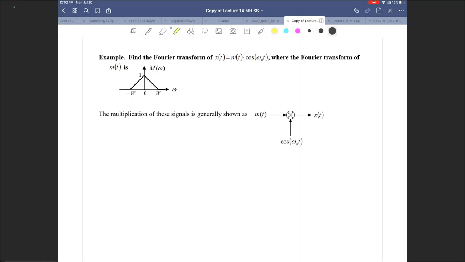The product of two signals: one of the signals is m of t, small m corresponding to message. The other signal is cosine omega naught t. So this is essentially my message and this is my carrier.